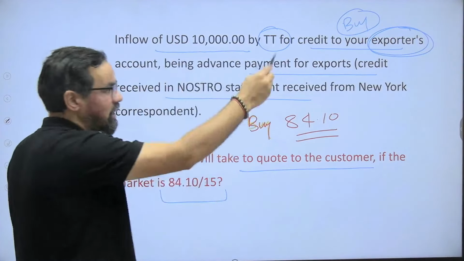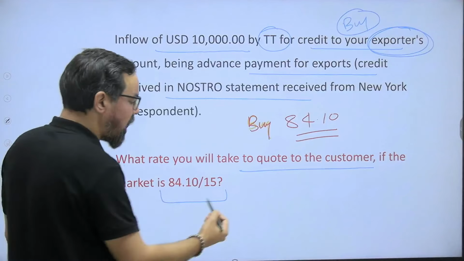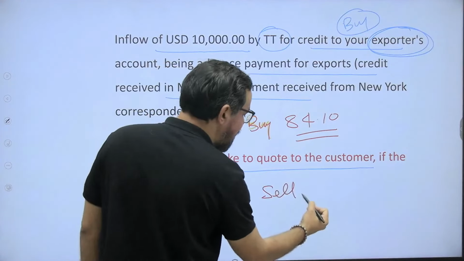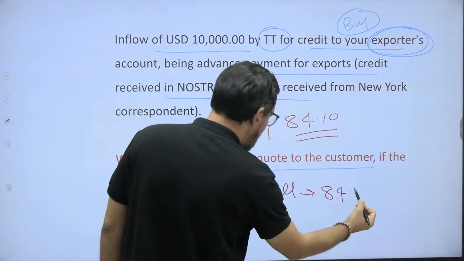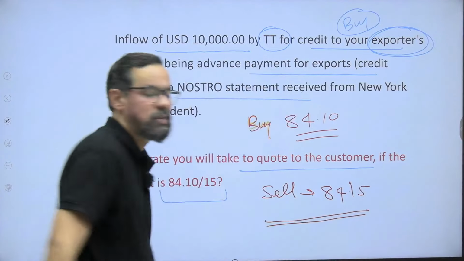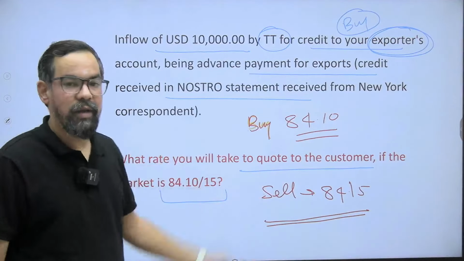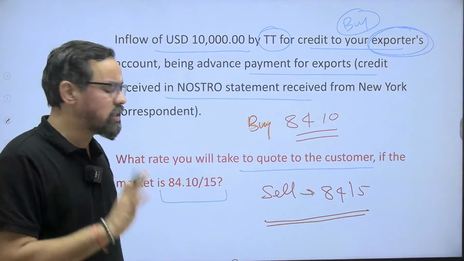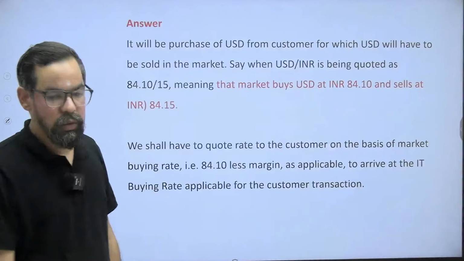So if it is a case of import, you have to quote the sell rate. So sell rate is 84.15. So this is the answer for this particular one. But the question will not be that simple. This is just to build your understanding. We'll come to the question itself.